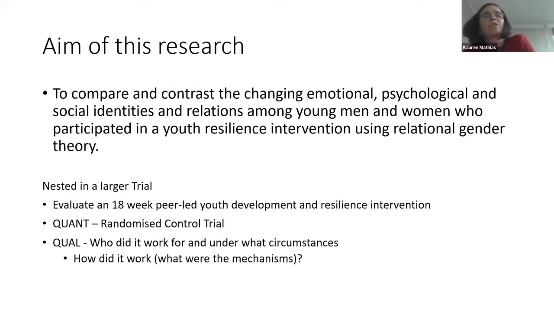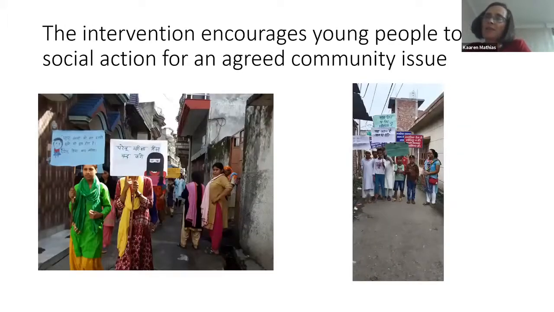So this research, the bigger picture, was trying to understand the changing gender relations for young men and young women who had been part of a youth resilience intervention. To understand gender relations, we felt that's quite a personal thing to discuss, how that works among peers. And we thought maybe we can get better quality data using peer data collection. The intervention has a strong empowering focus, and we did most of the data collection at the completion of this 18-week youth resilience and mental health intervention.